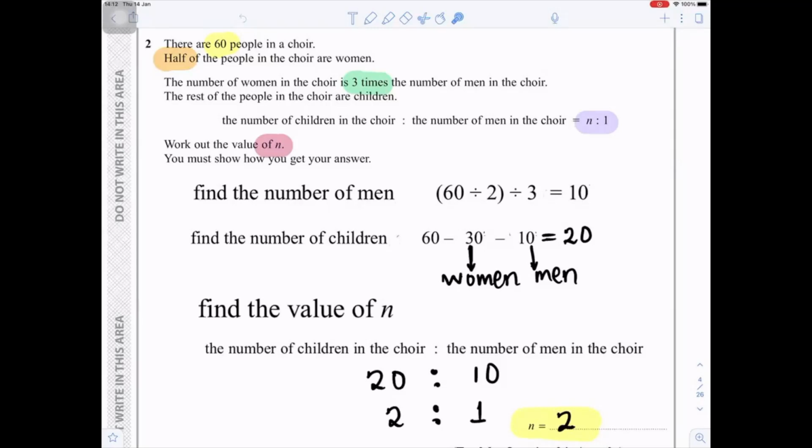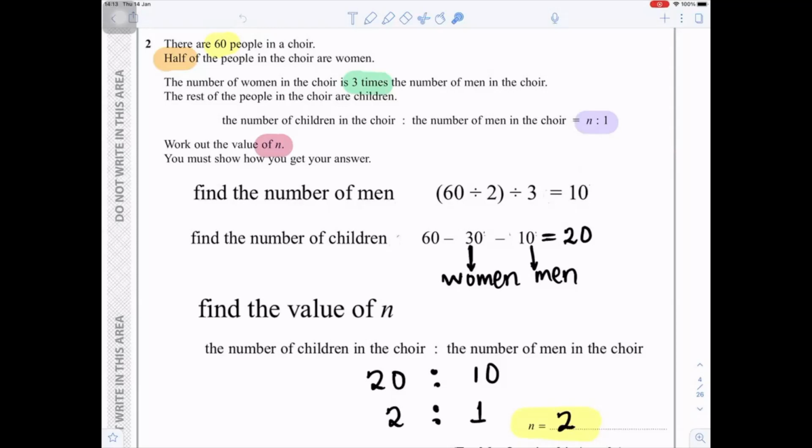So to do this type of question, we need to find the number of men. Because there are 60 people in the choir, half of them are women, so half of 60. 60 divided by 2 is 30. So 30 are women. But the number of women in the choir is 3 times the number of men. So it's 30 women divided by 3, which gives you 10. So there are 10 men, because 3 times 10 is 30. The number of women is 3 times the number of men.